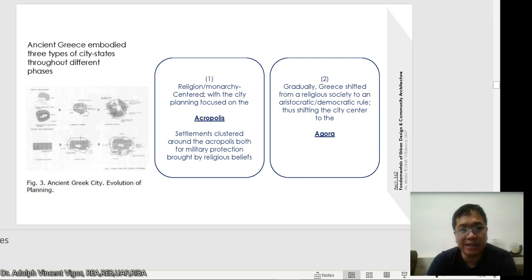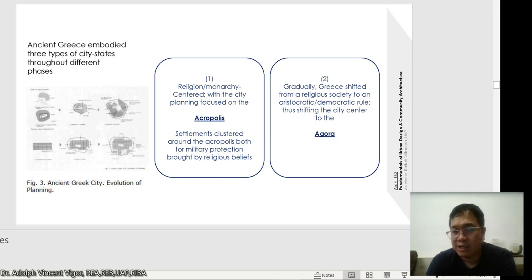So ancient Greece embodied three types of city-states throughout the phases. So first is the religion or the monarchy centered within the city planning, with the city planning focus on the Acropolis. So settlements clustered around the Acropolis, both for military protection brought by religious beliefs.